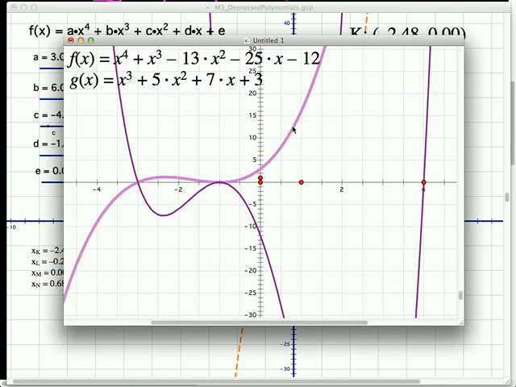Just follow along. Observe, learn, enjoy. Color, we'll make this orange. We'll make it medium. We'll also make it dashed. There we go. So you can see that the depressed polynomial actually contains the other x-intercepts.